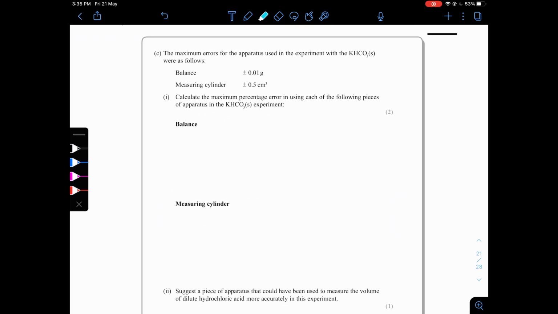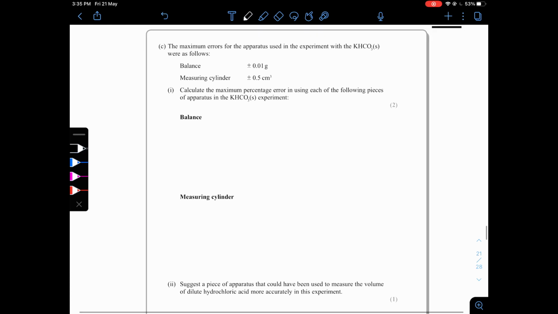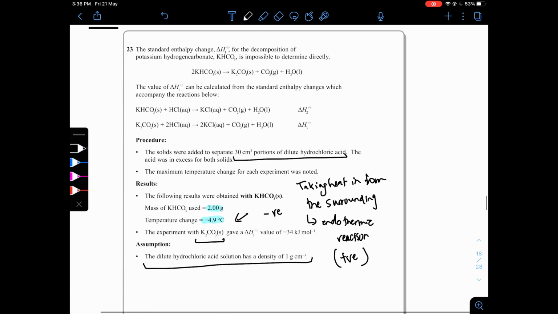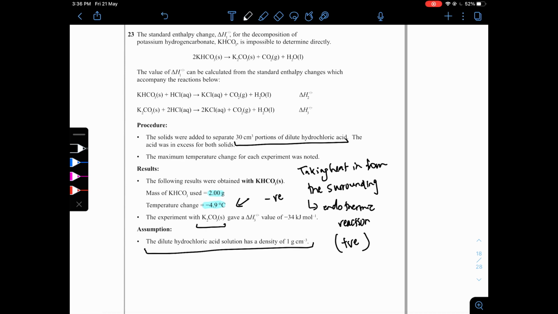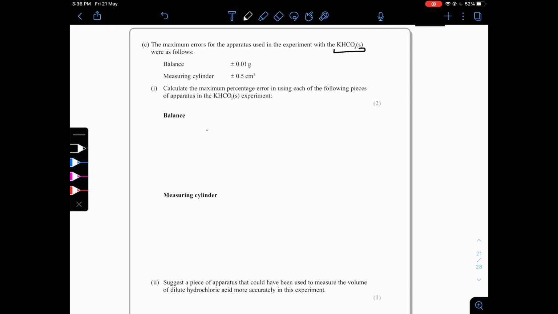Part C is the error of the balance. Calculate the maximum percentage error. We have used the balance twice, once for the mass of potassium hydrogen carbonate and once for the other mass that we take. We take two mass readings because we add two separate solids to two separate hydrochloric acid tubes. So we conclude 0.01 gram divided by the 2 grams that we have, plus or minus. We do two times that because we take the balance twice, times 100%. So you get plus or minus 1%. That is our answer here.